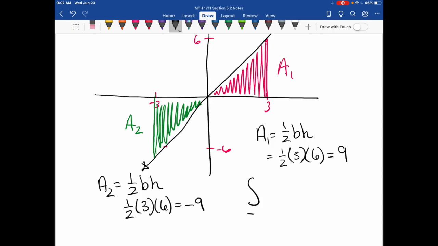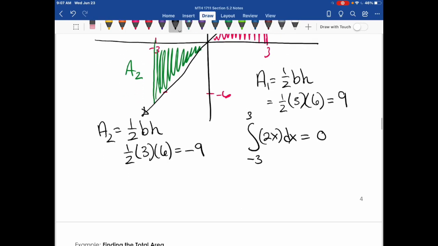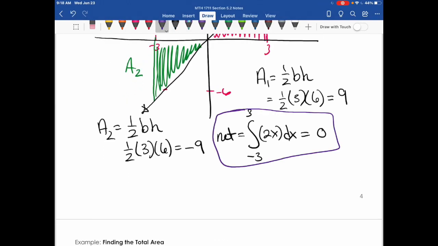So if I were to find the integral from -3 to 3 of 2x dx, that net signed area would give me 0, because if I take the positive area 9 and the negative area, which is also 9, and we get 9 and a -9, that gives me 0. So this would be considered the net signed area.